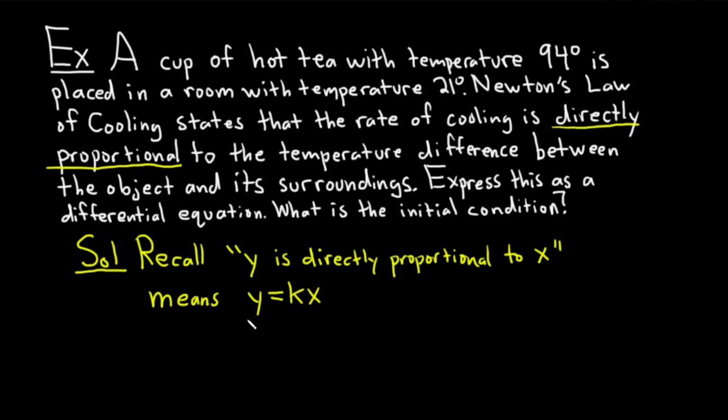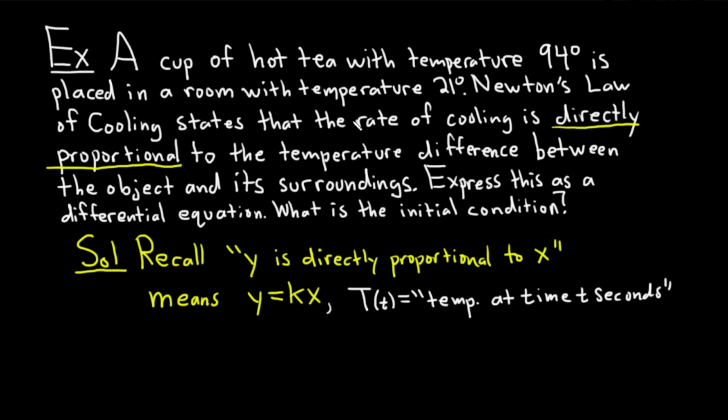All right, we also need some variables here. We need a variable for the temperature. So let's let big T of little t be the temperature, the temperature at time little t. In this particular problem, it would be the temperature of the hot tea at, let's say, t seconds. So let me go ahead and put seconds here.